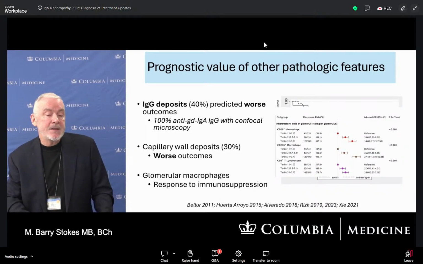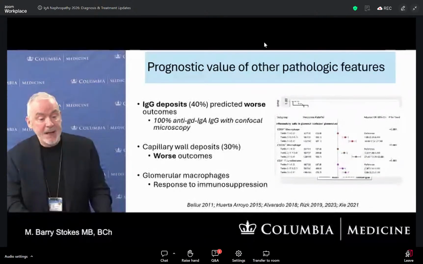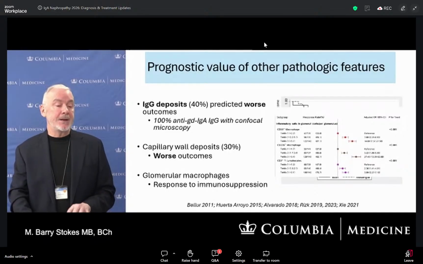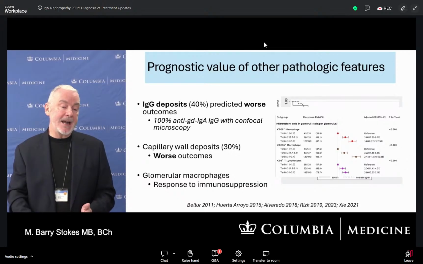And then there have been studies looking at glomerular macrophage infiltrate. So you can stain these macrophages using immunohistochemical markers, and it's been shown that if they have a lot of macrophages in the glomerulus, those may be more responsive to immunosuppressive therapy because they have a more active inflammatory injury.